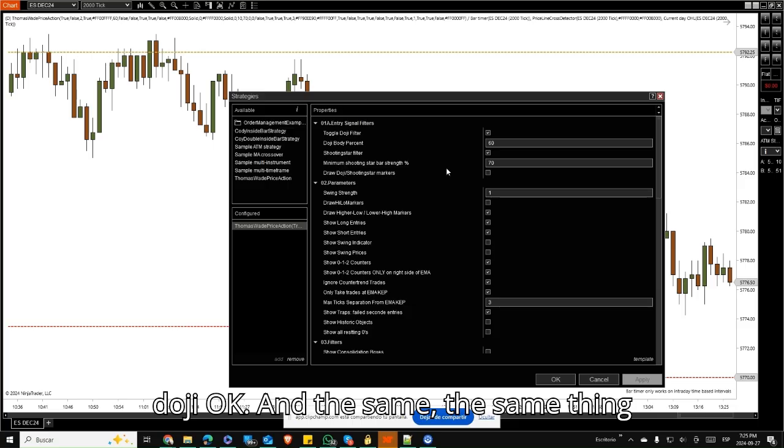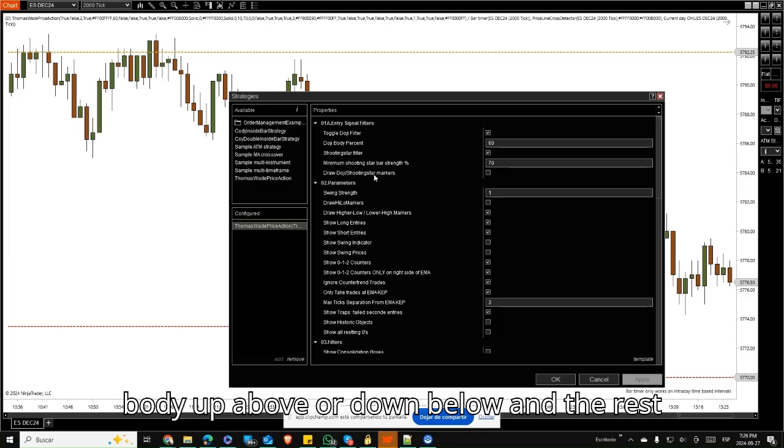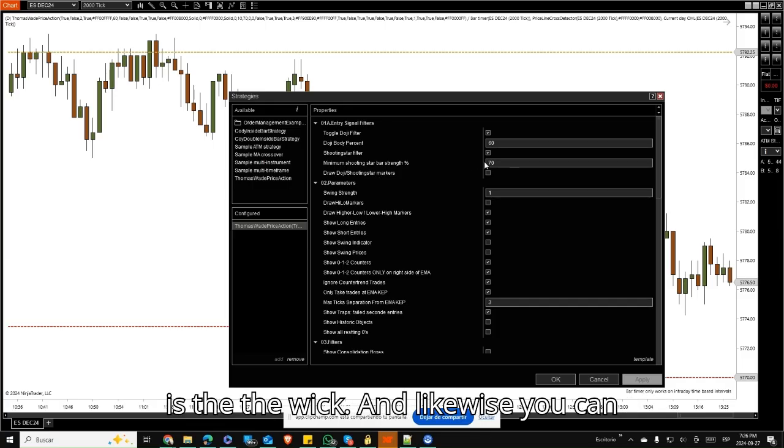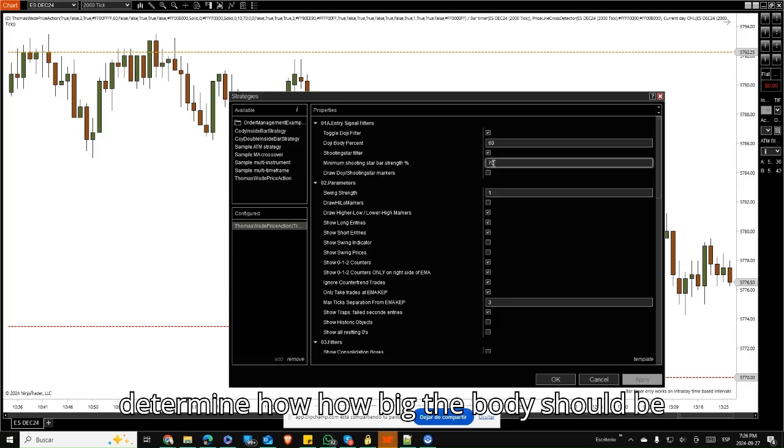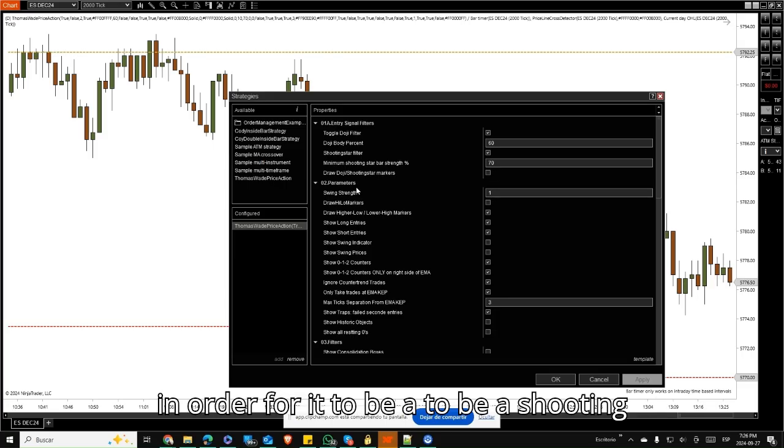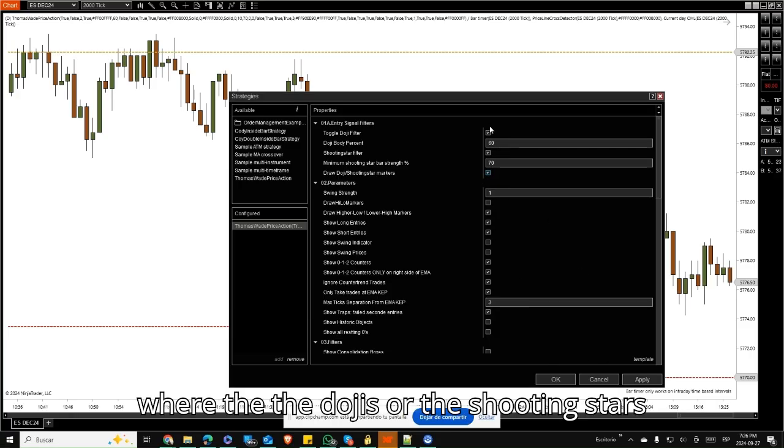Okay. And the same thing goes for the shooting stars. You know, a shooting star is a bar that has the body up above or down below, and the rest is the wick. And likewise, you can determine how big the body should be in order for it to be a shooting star. And there are additional markers that I normally don't use, but I'll show you. There are these little markers that show you where the dojis or the shooting stars are.